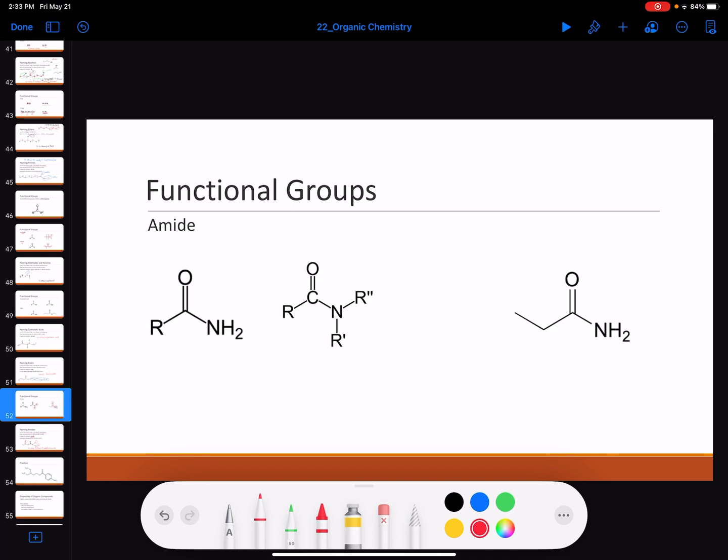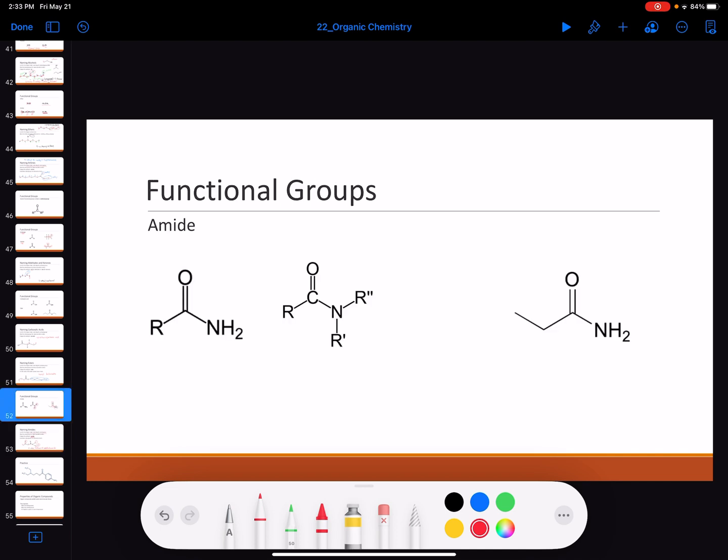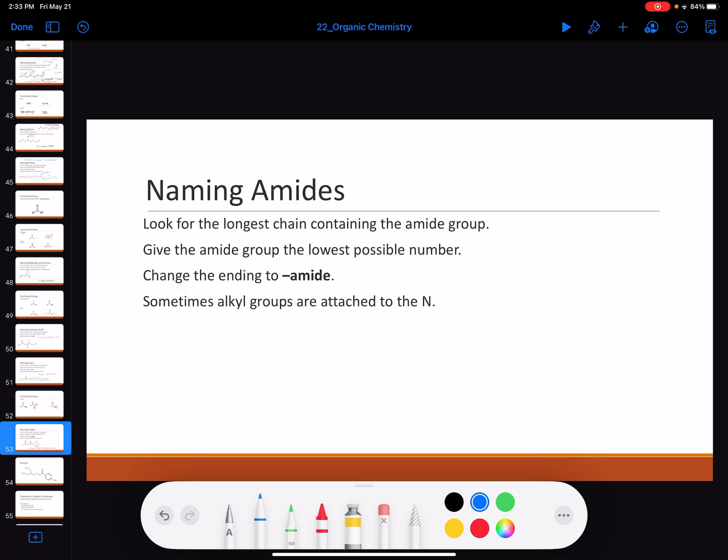Okay, almost there, right? Just one more functional group. So these would be our amides. Amides look like amines because they have a nitrogen in there, but it's a nitrogen that's attached to a carbonyl. Now remember, with nitrogen, you could have other carbon chains attached to that nitrogen, or you might not. These do change the ending to amide. So let's go ahead and see what that would look like.